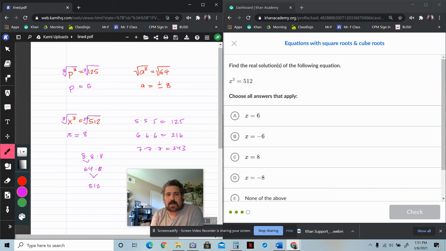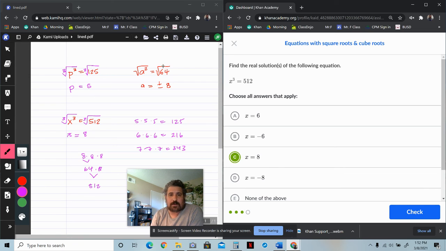And the reason it's not negative 8 is because it's a cube root, right? If it was negative 8, that would be negative 8 times negative 8 times negative 8, and when you multiply three negatives together, you get a negative answer. So the cube root of negative 512 is negative 8, and the cube root of positive 512 is 8. With cube roots, the sign matters. Whatever the sign is on the value inside the root is the sign on the root itself. So just be careful with that, right?